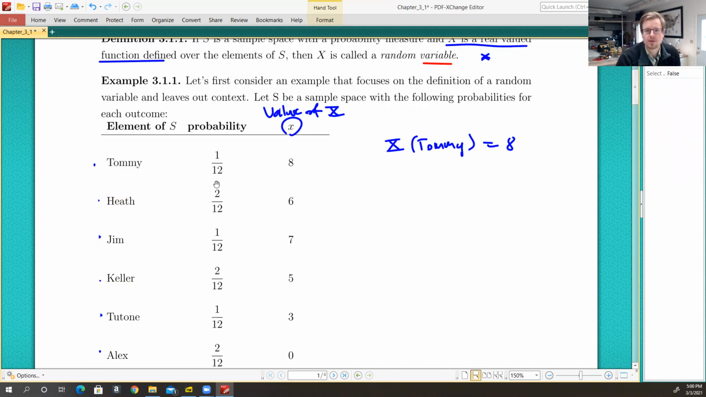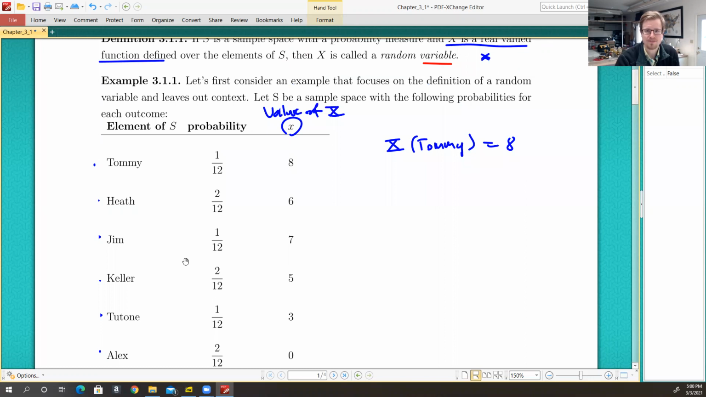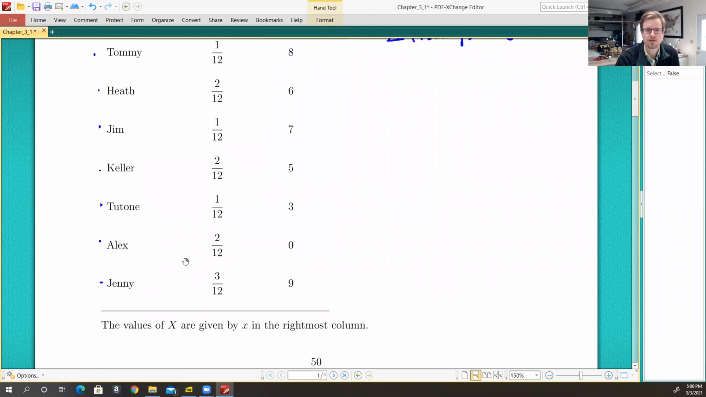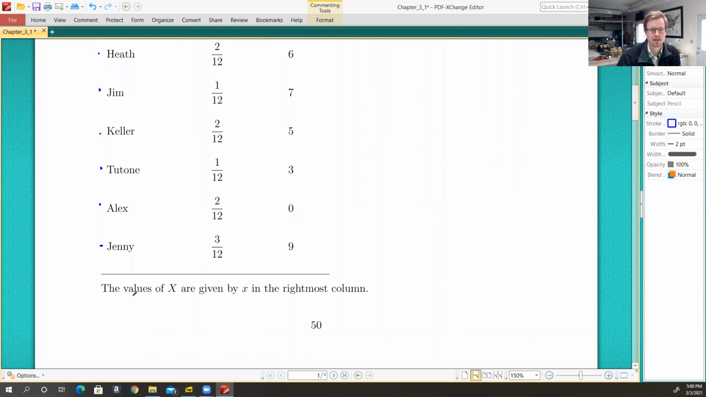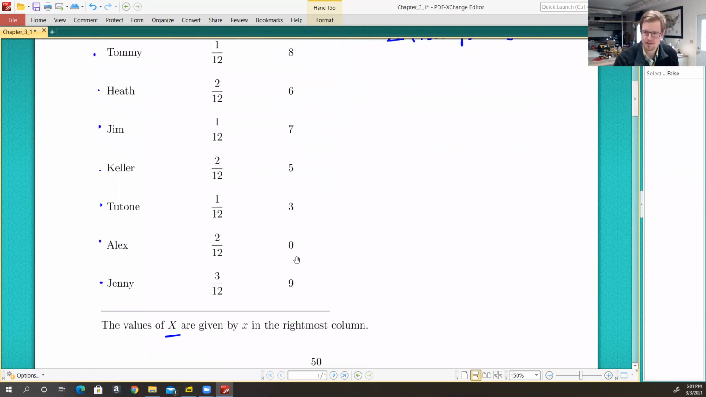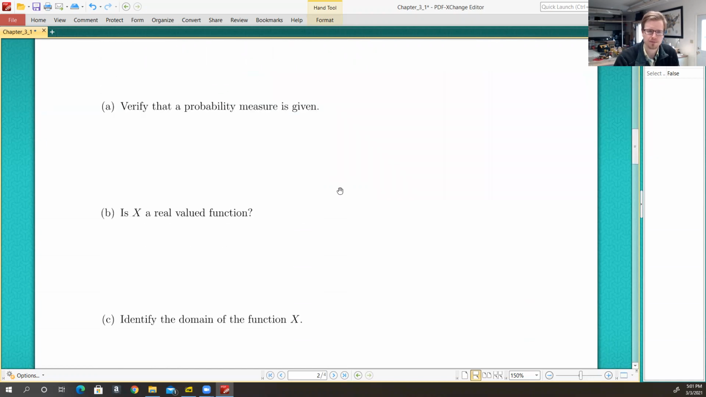Excellent. So that's what we need to have a probability measure. So we've got a probability measure, we've got a value assigned to each outcome in the sample space. So what we have here is in fact a random variable. Okay, so we're going, in this case, x, right? The values of x are just given here, so no context. Excellent. So I'd like to investigate this just a little bit further.